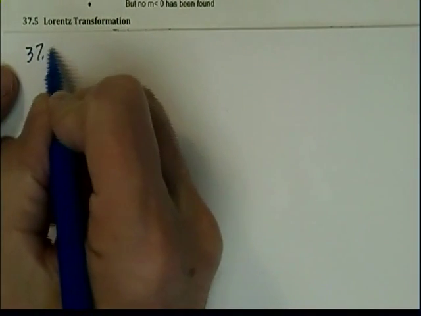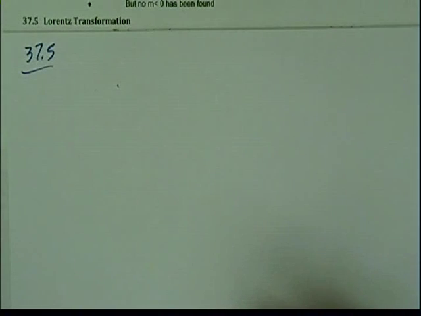The last section in the special theory of relativity is on the Lorentz transformation itself. This is section 37.5, and it's somewhat more advanced. I'm going to put it in here for those who are interested. I normally do not test on this material in the 201, 202 level.